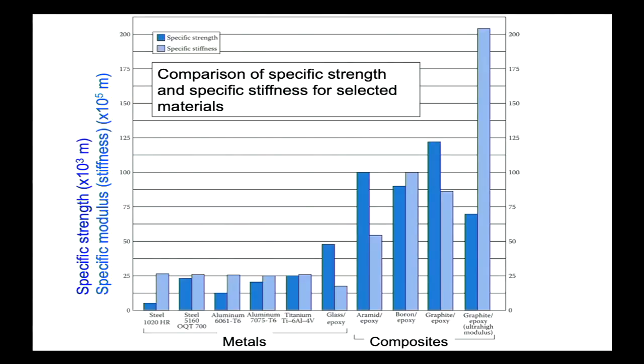Same type of information, different form for those people who like bar charts. Specific strength and specific modulus of metals, that's where they are, and composites, that's where they are. And you can just see the bars are an awful lot higher.